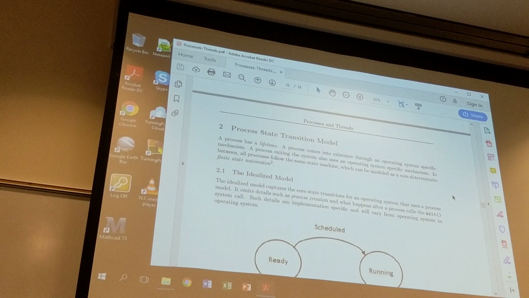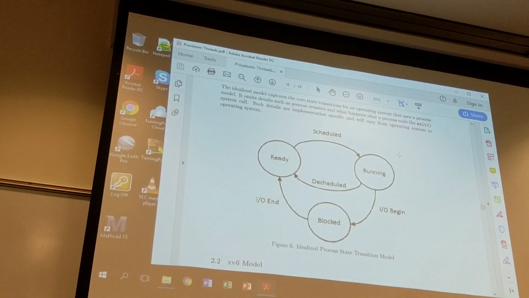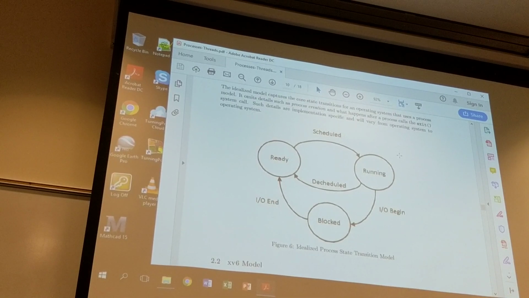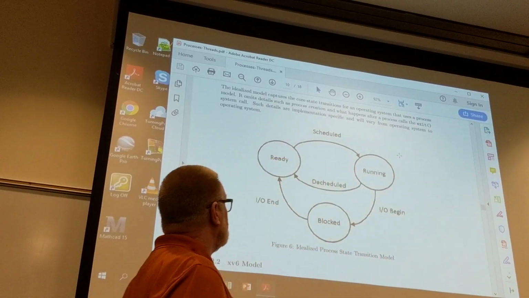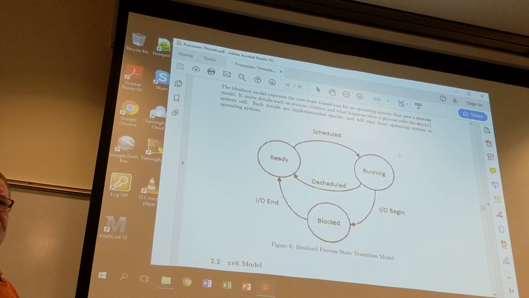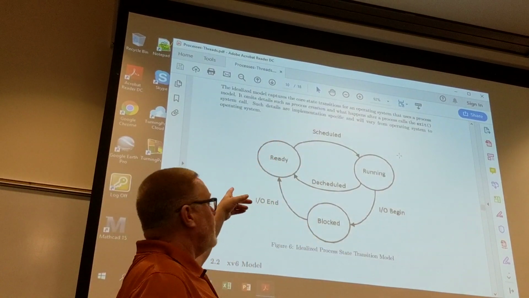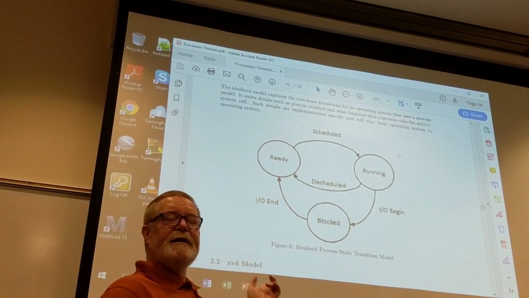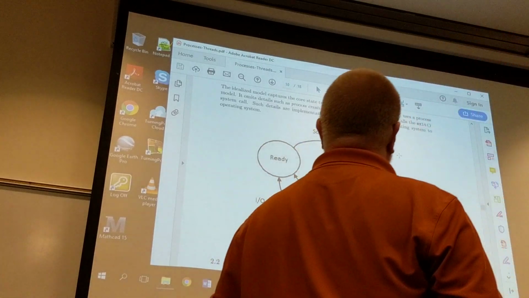So, the idealized model, which all systems, Windows, Linux, Unix, XP6, at their core they have to have this model, because this is a requirement of the process model. We're using processes in this class. When a process enters the system, that is, it's fully initialized and ready to go, we put it in what's called the ready state, and sometimes called ready to run. In XP6, it's called runnable. So lots of different terms.